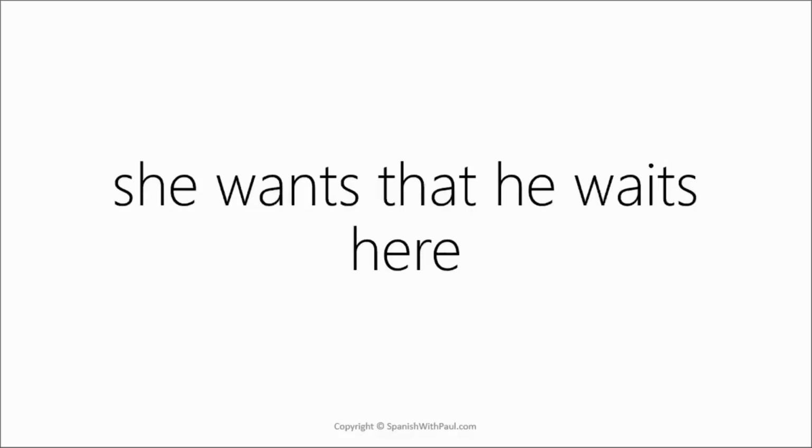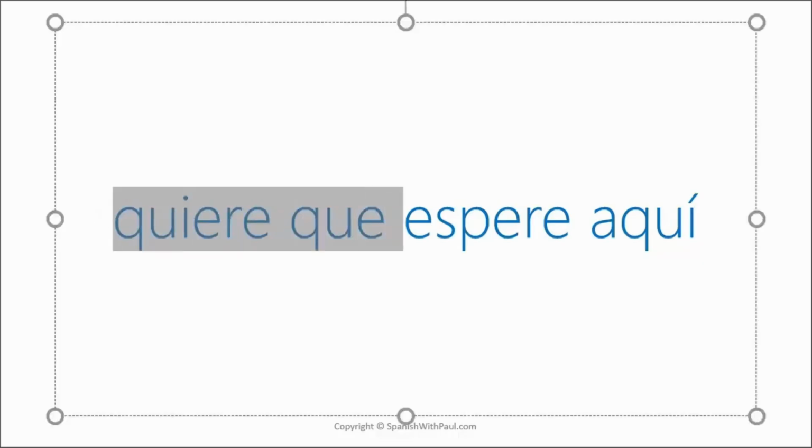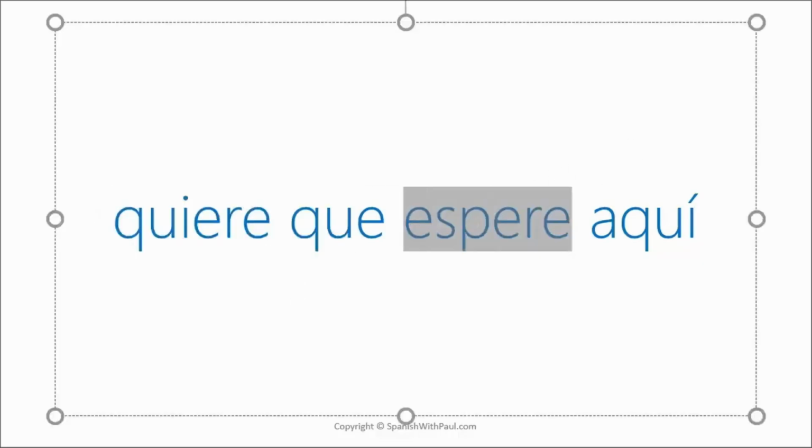Try to work out this next one on your own. We have she wants him to wait here. So first of all, how would we rephrase that in English? It would be, she wants that he waits here. Now, translate that into Spanish. Quiere que espere aquí. Here we have, she wants that. Quiere que, he waits, espere, and here, aquí.